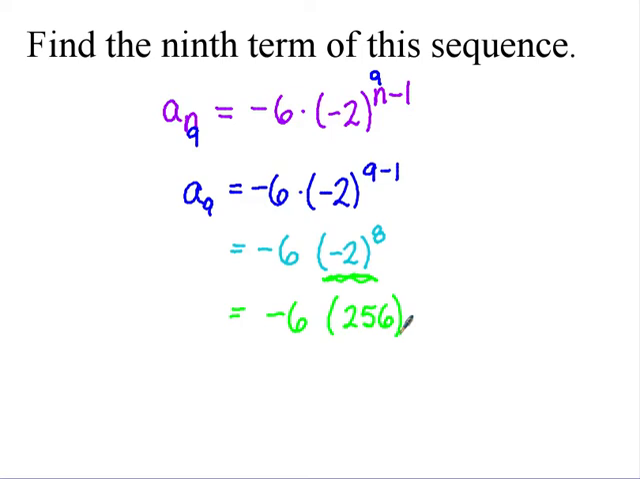Now, if you're doing this on your calculator, you have to learn a little bit about how your calculator works. You cannot just do this, because it will actually do the 2 to the 8th first and then attach the negative. If you put it in this way, you'll see you get a different answer. That's one thing to be aware of for future reference. So now you have -6 times 256, which comes out to be negative 1,536. So you have to be careful with those positive and negative signs.